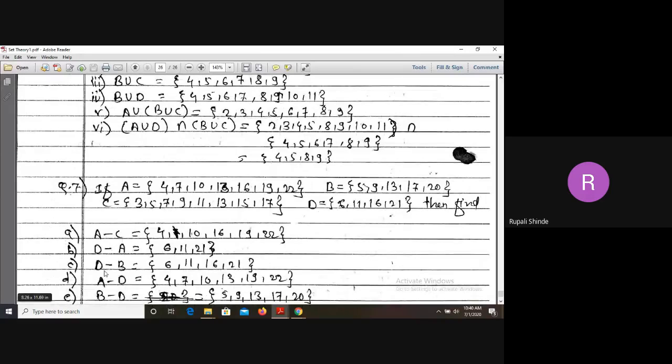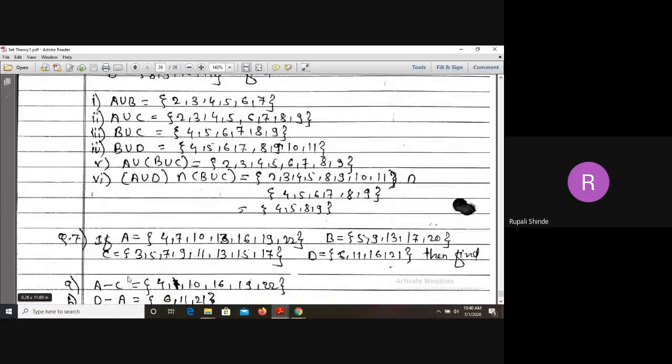Now next one is B minus B. So can you tell me what would be the elements for B minus B?